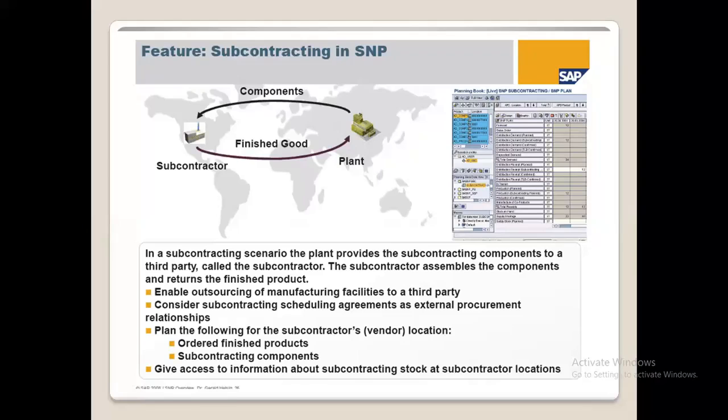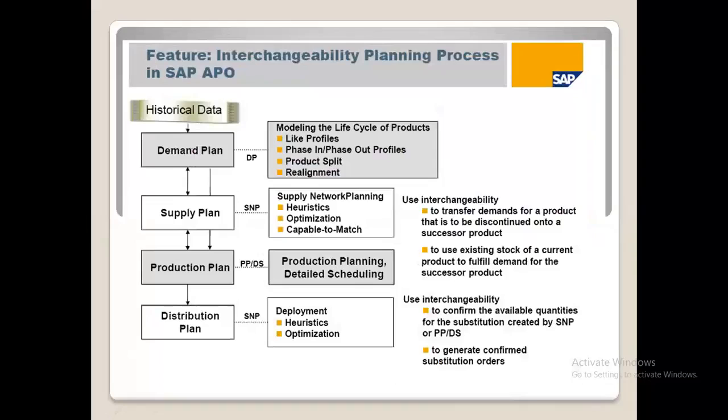Okay, this can be done in SNP. This is a feature of SNP. See, in a subcontract scenario, the plant provides subcontract components to a third party called a subcontractor. The subcontractor assembles the components and returns the finished product. It enables outsourcing of manufacturing facilities to a third party. Consider a subcontracting scheduling agreement with external procurement relationships. Okay, this is about subcontracting.